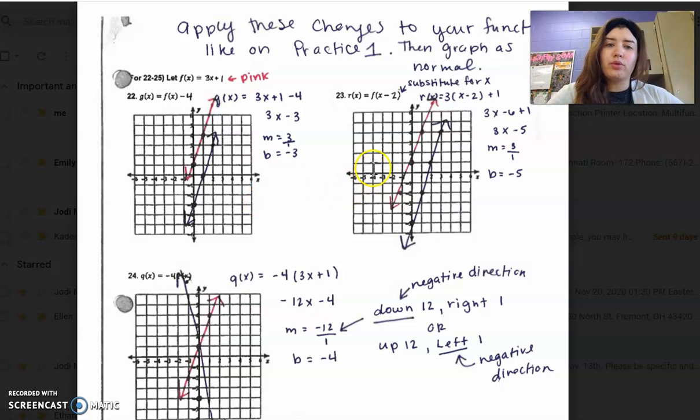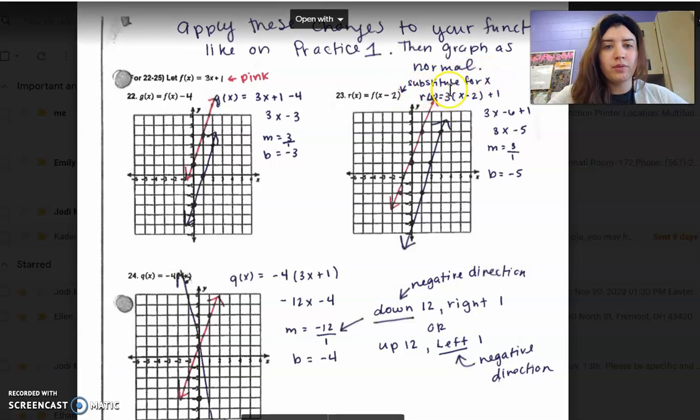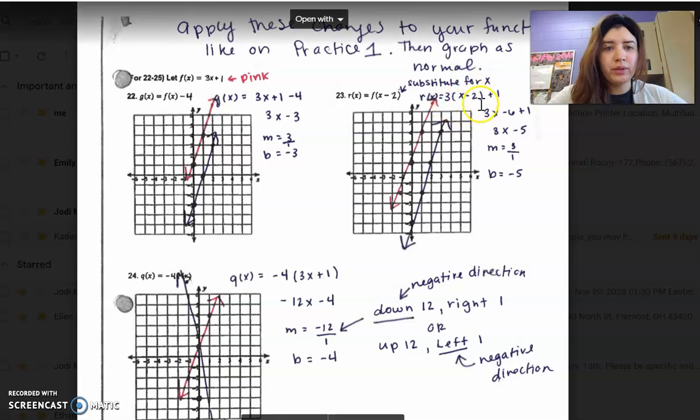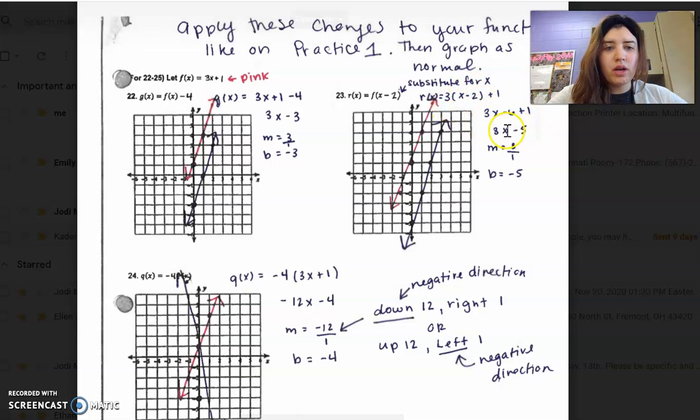All right, for 23, we have an x minus 2 on the inside. Okay, that's a horizontal shift, and that is with the x. So what you have to do is substitute. So I'm going to take our original function, 3x plus 1, and where that x is, I'm going to sub in x minus 2. Okay, so what's our first step here? We have to distribute. We get 3x minus 6 plus 1. We simplify, then I find my slope, I find my y-intercept, and I graph.